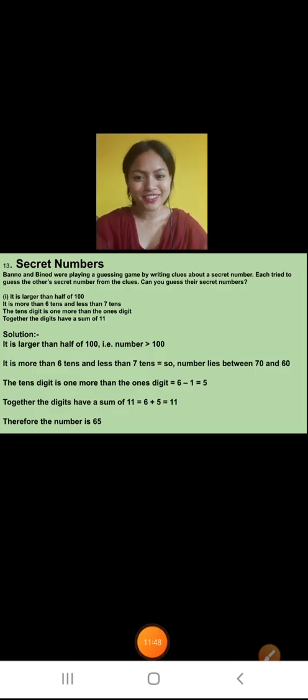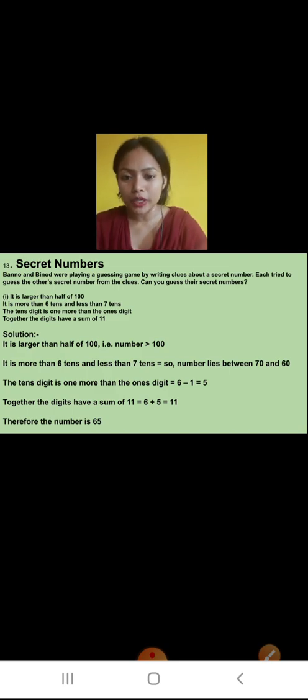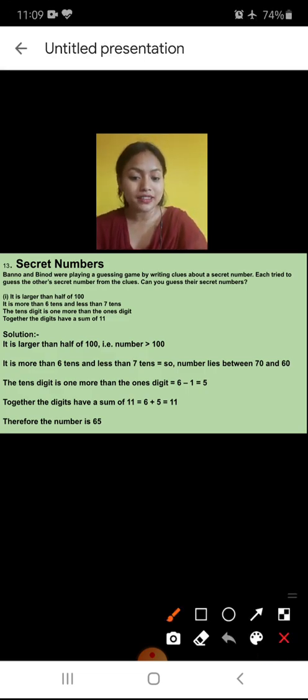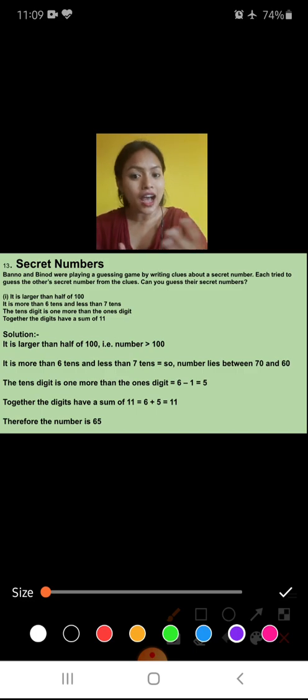Now time for the secret numbers. Okay, secret, they are hidden and you have to find them. What are the numbers? So two boys, Banno and Binod, are playing a game and they are giving clues and you have to find which one is the number. Okay, so the first clue is it is larger than half of 100.